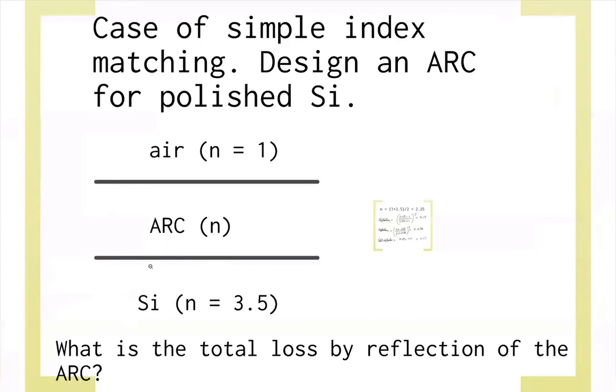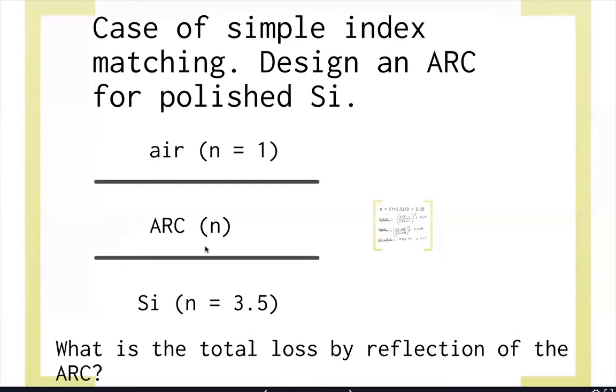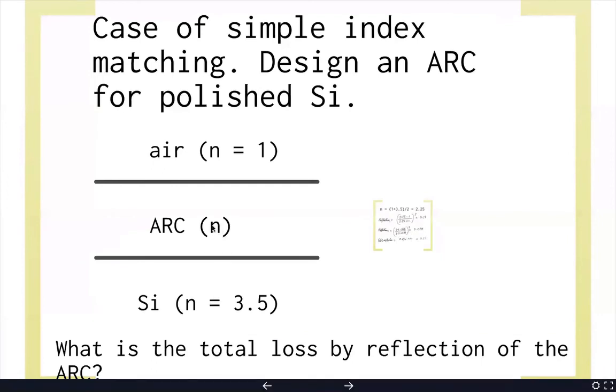So again, this is a problem that you can work out yourself, but you can think about how to design this ARC in multiple ways. In this case, we're not thinking about thickness because we're not concerned about interference. We're simply thinking about index matching. So generally speaking, you want this refractive index to be in between 3.5 and 1, right? And you can choose anything in between and it'll always be better than not putting it in.